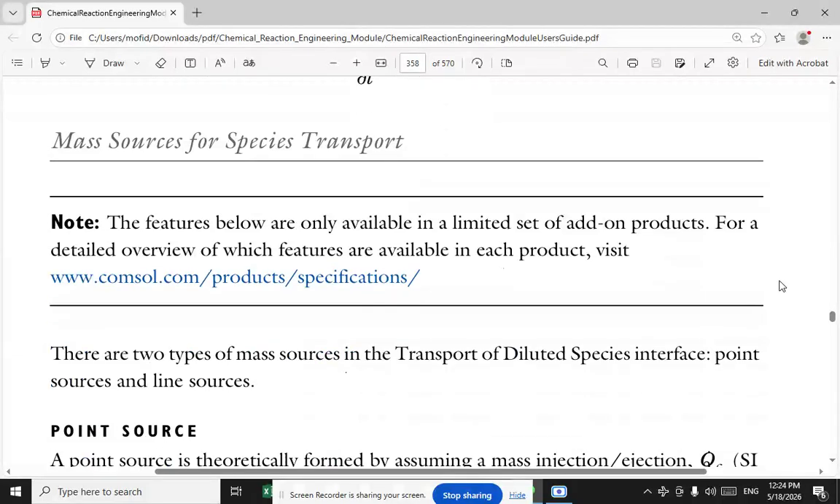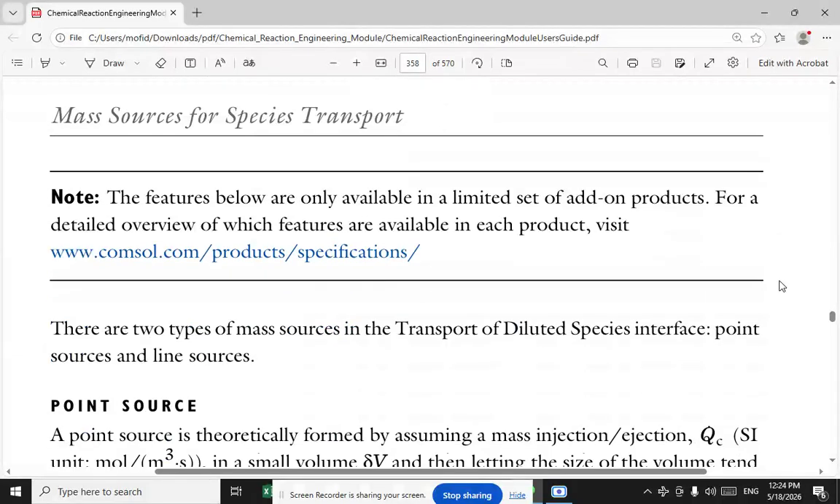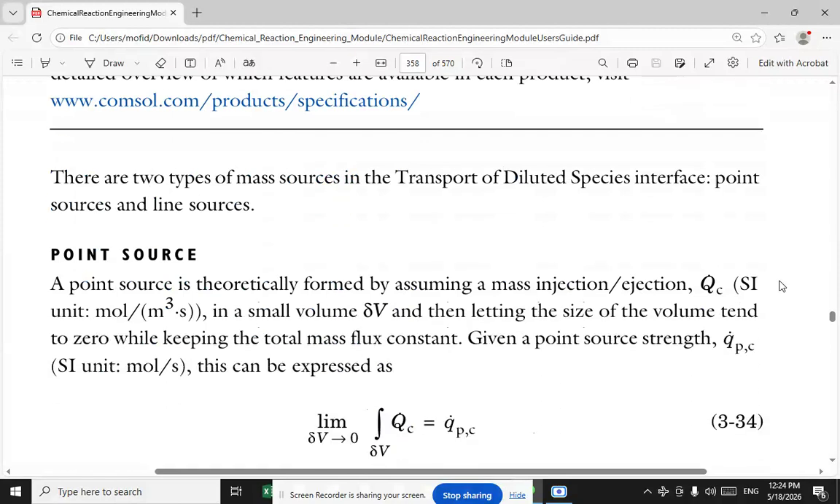Now I want to go to the mass sources for species transport. Note that the features below are only available in a limited set of add-on products. For a detailed overview of which features are available in each product, visit comsol.com/products/specifications. There are two types of mass sources in the Transport of Diluted Species interface: point sources and line sources.